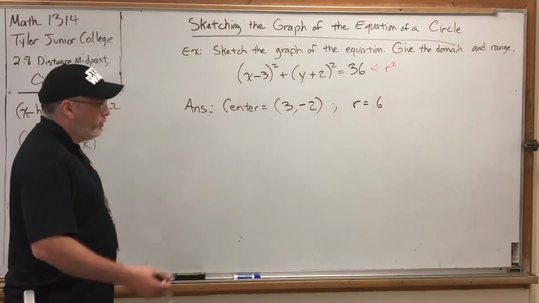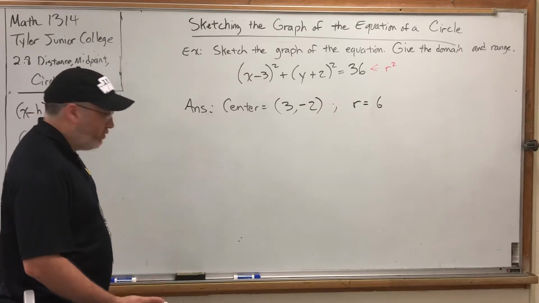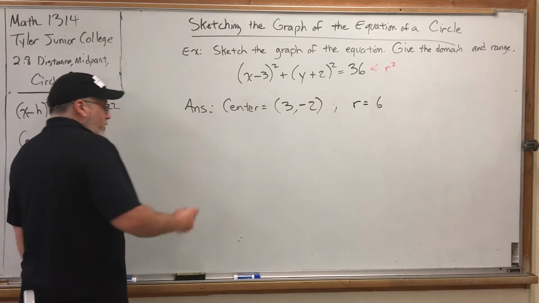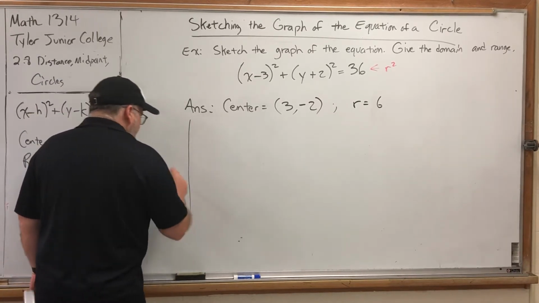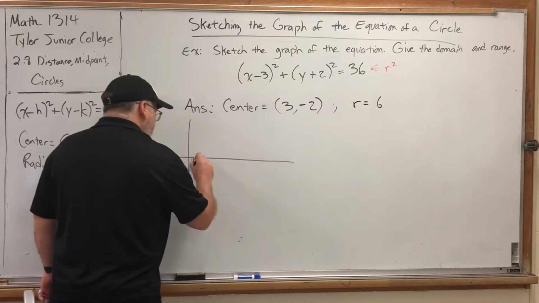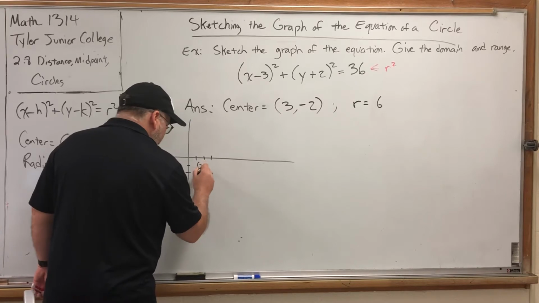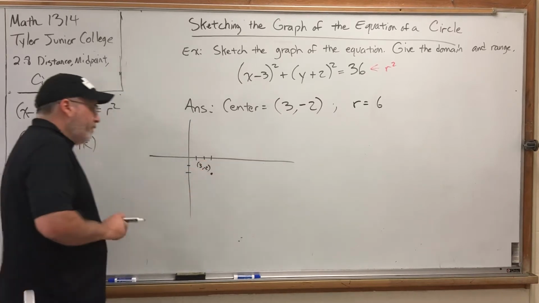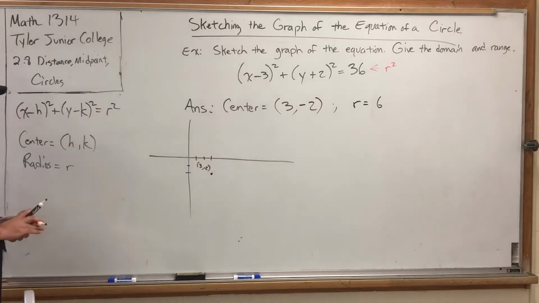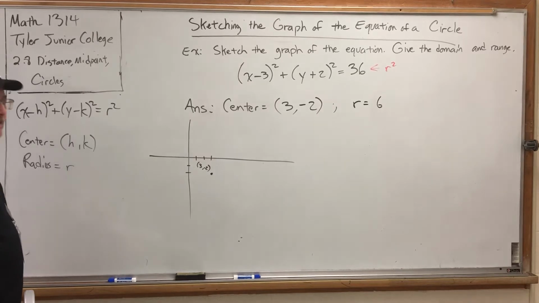Okay, so we have the center and the radius, but how do we use this to sketch the graph of the circle? Well, it's not really that hard. Start by finding the center. 1, 2, 3, 1, 2. So here's the center at 3, negative 2. To find the circle, go however far the radius says in 4 directions, up, down, left, and right.